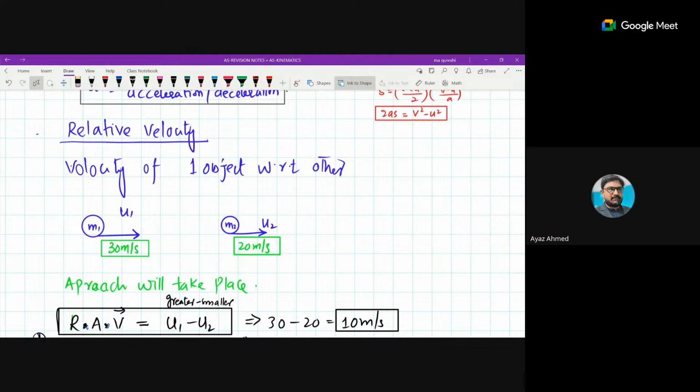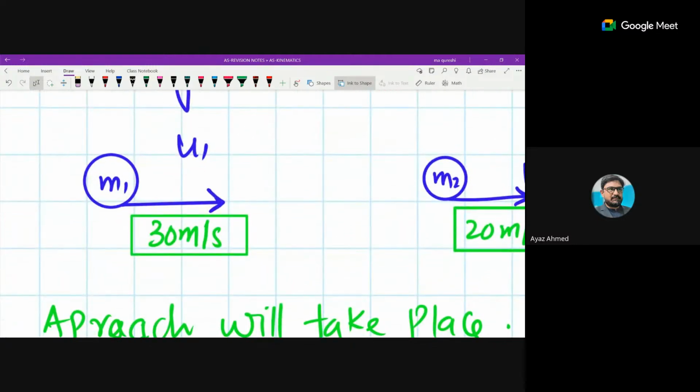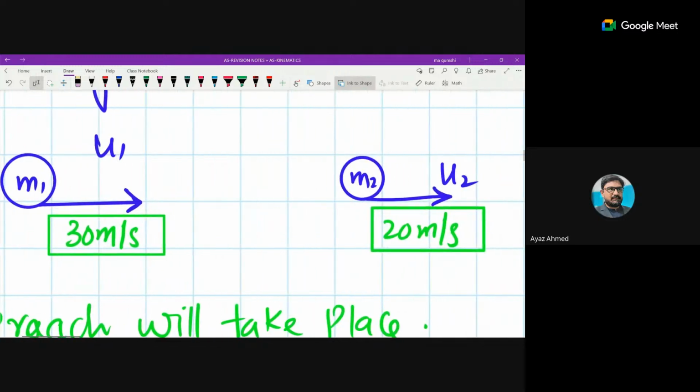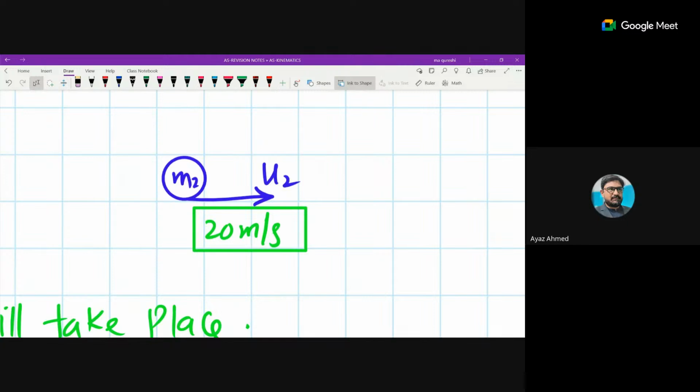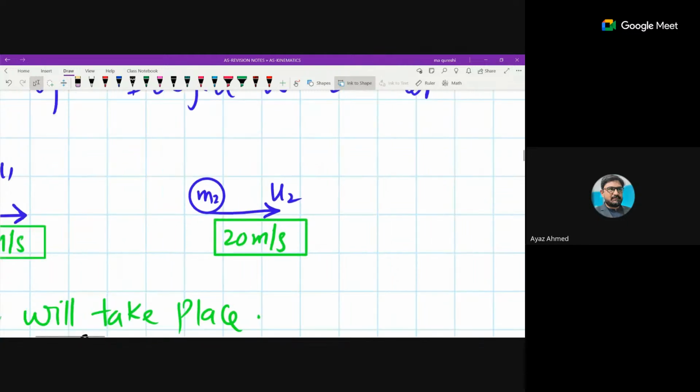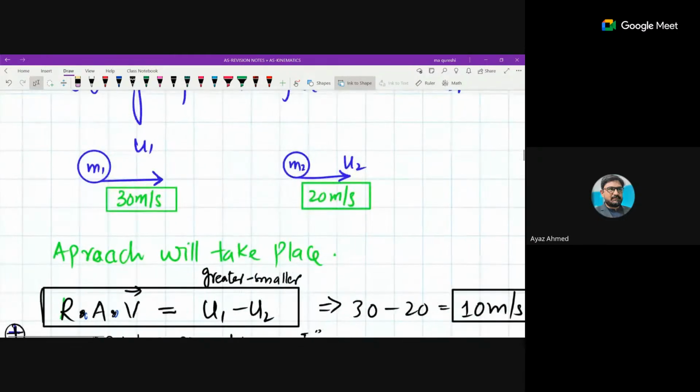For example, if mass 1 is moving with a speed of 30 meters per second, its velocity is considered as u1, and there is mass 2, ball 2, moving with a velocity of 20 meters per second in the same direction, then its velocity is considered as u2. So can anybody tell me how much faster object m1 is as compared to object m2? 10 meters per second. Simply, that is why we call it relative velocity, the velocity of one object with respect to the other.